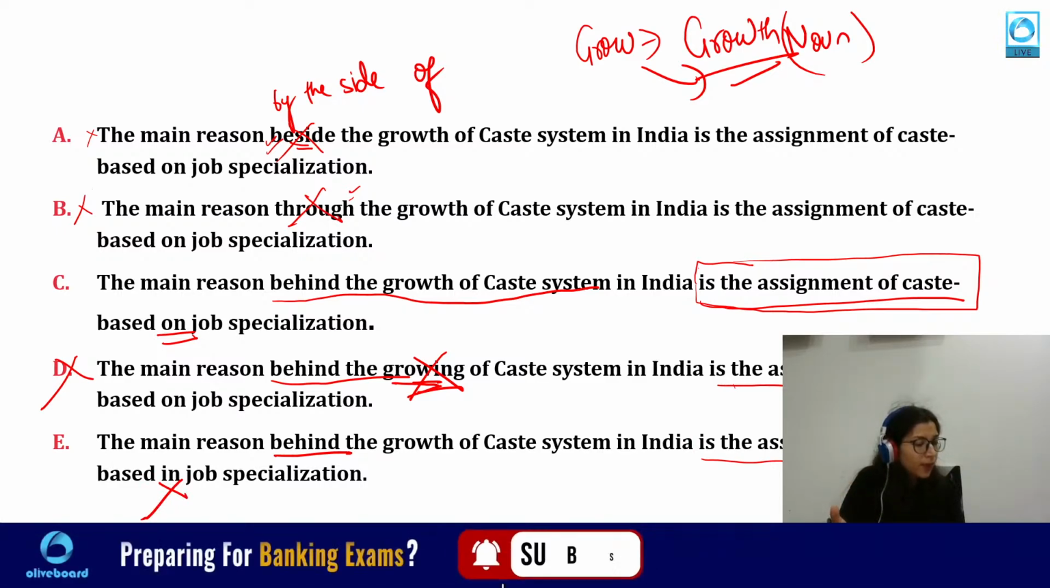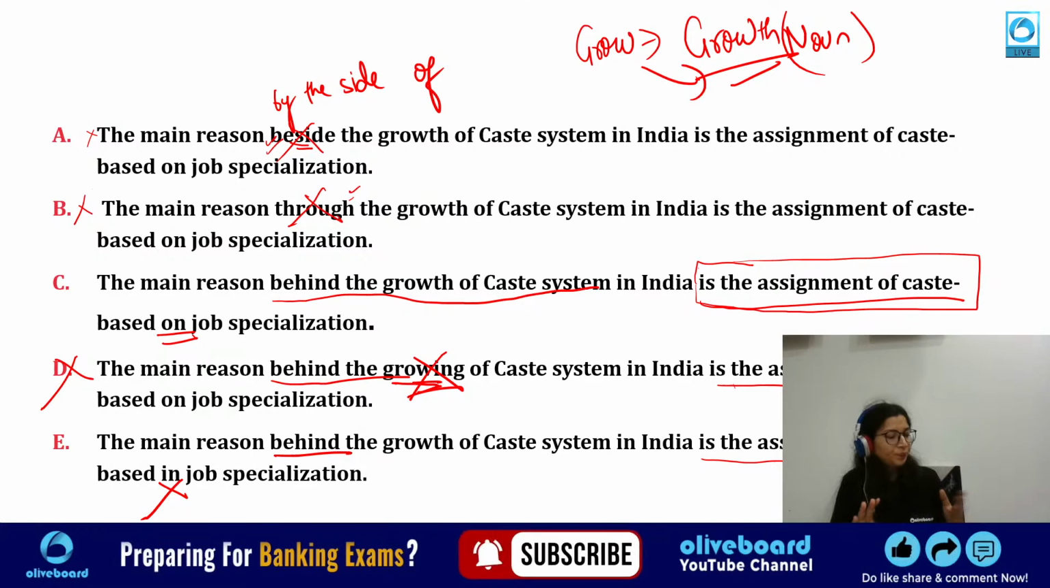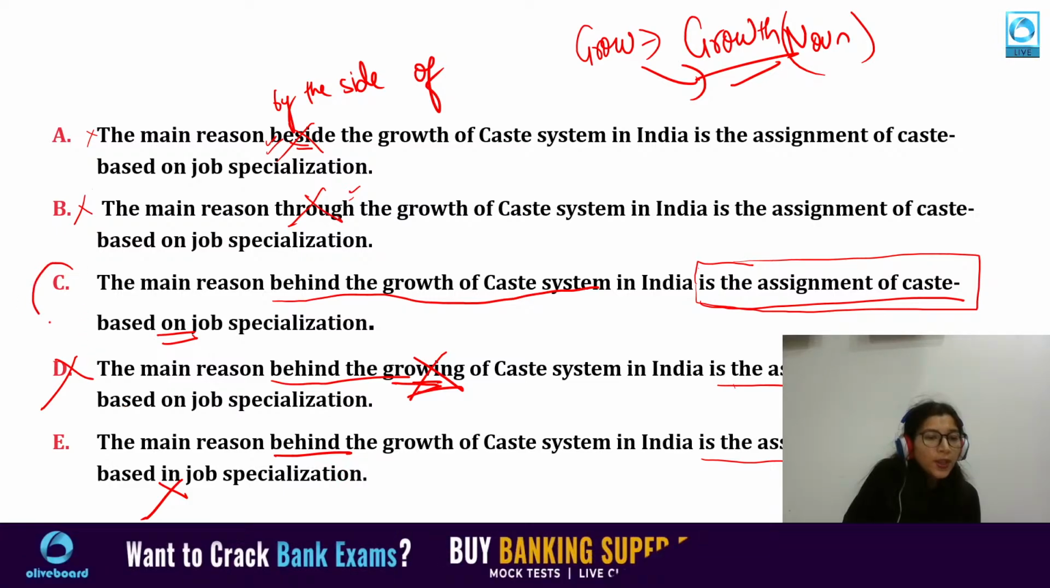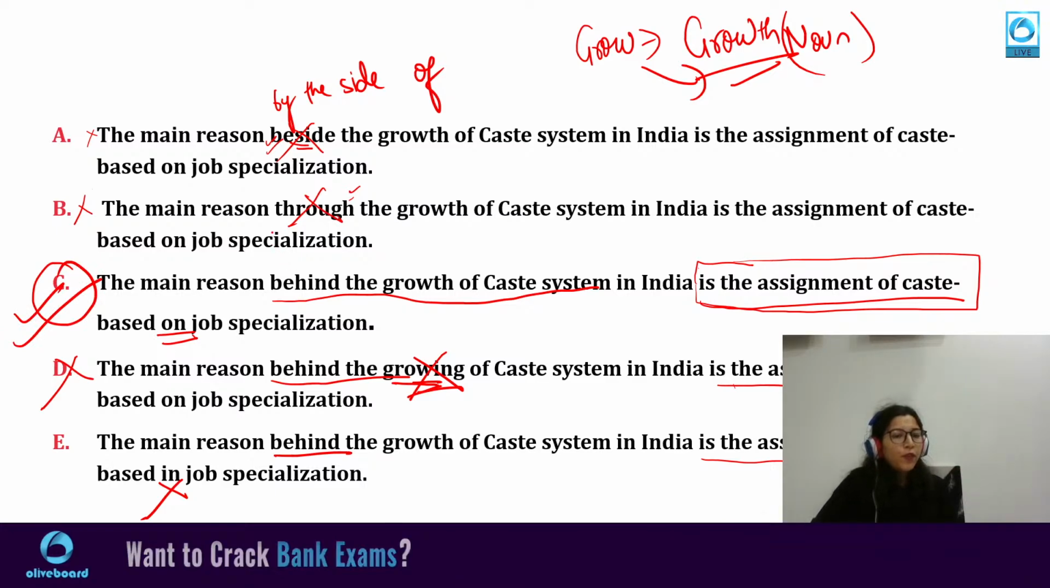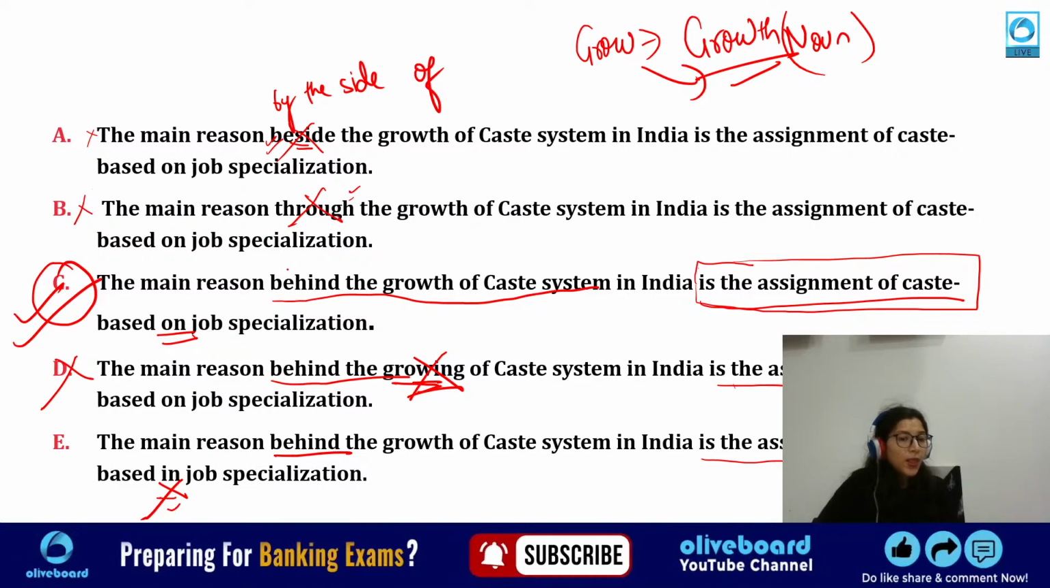Based on, we say, hi Priya, hello everyone. Based in, we do not say, we always say based on. So keeping everything in mind, the correct answer is C. Most of you gave correct answer. The only difference between C and E is in. And the only difference between C and D is growth and growing.